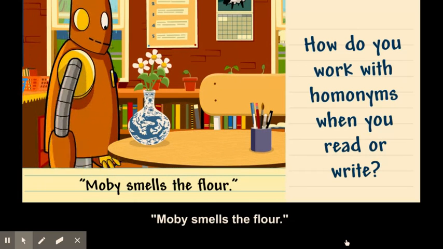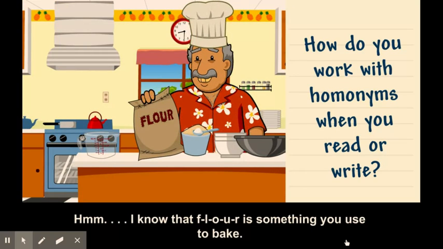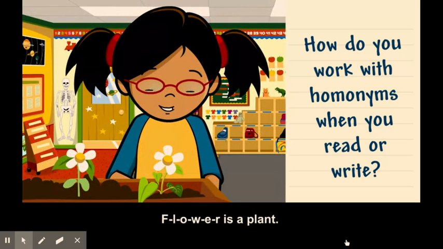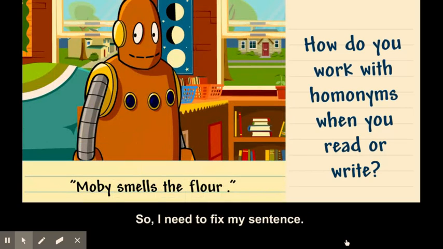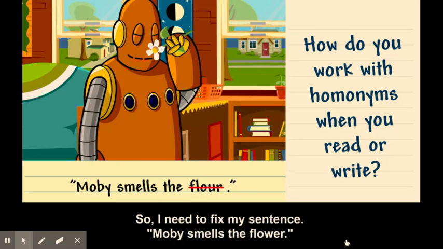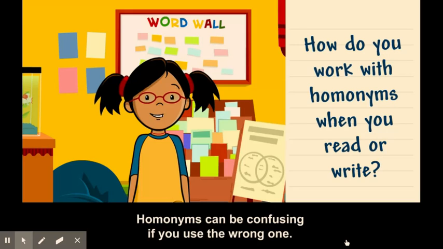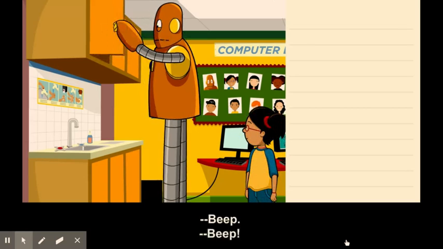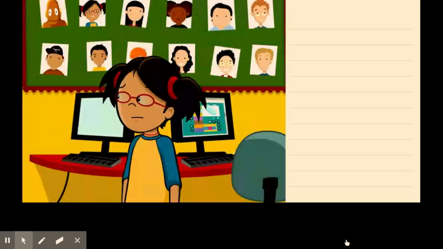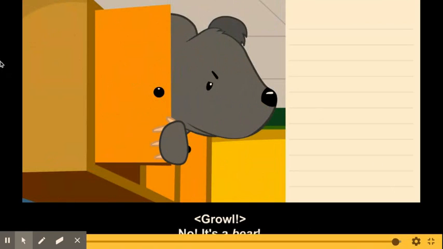Moby smells the flour. I know that flour is something you use to bake. A flower is a plant. So, I need to fix my sentence. Moby smells the flower. Homonyms can be confusing if you use the wrong one. What's in the cabinet? It's bare. No, it's a bear.